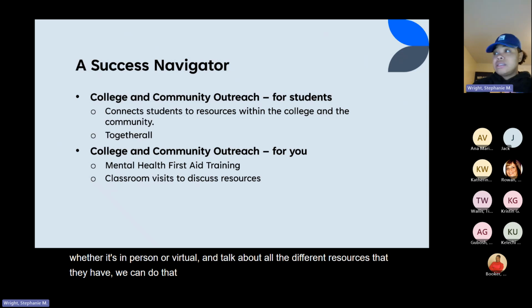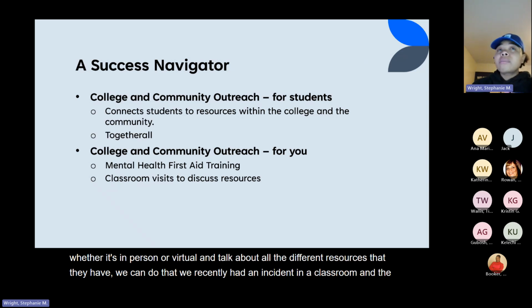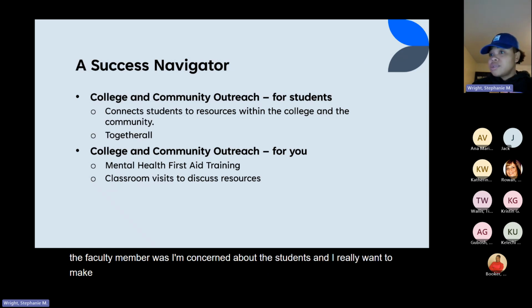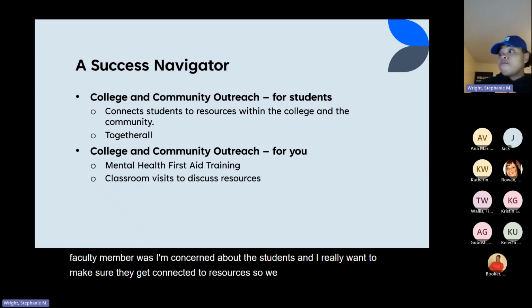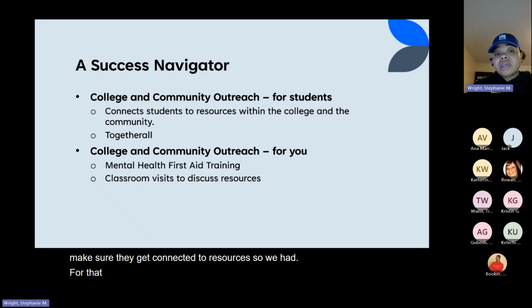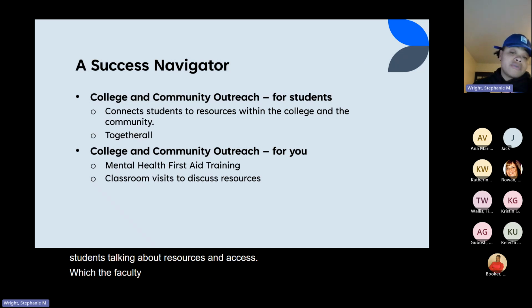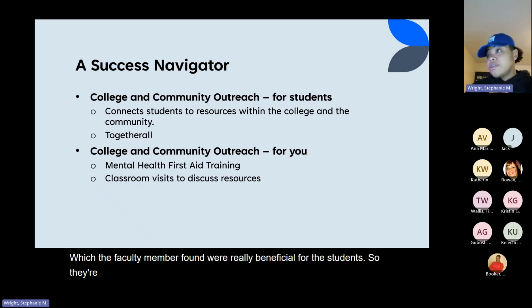We recently had an incident in a classroom, and the faculty member said, I'm concerned about the students, and I really want to make sure they get connected to resources. So for that class, a success navigator showed up and spent some time with the students talking about resources and access, which the faculty member found really beneficial for the students. So they're here for the students, but they're here for you as well.